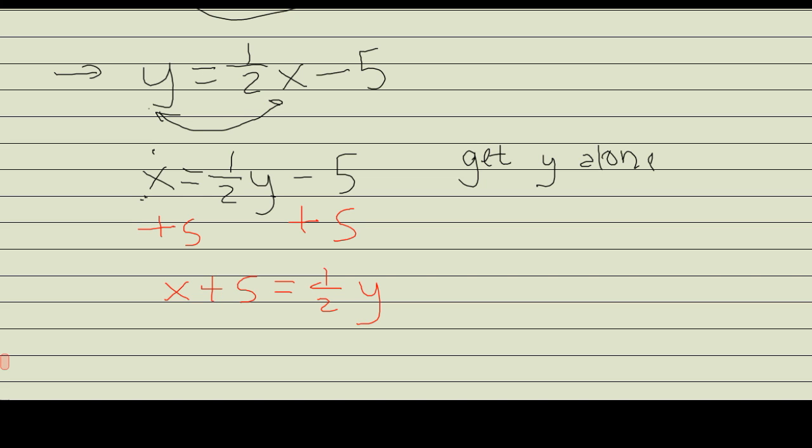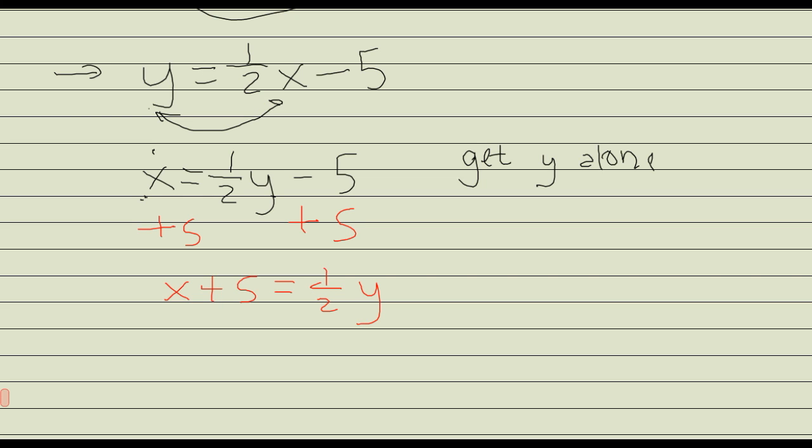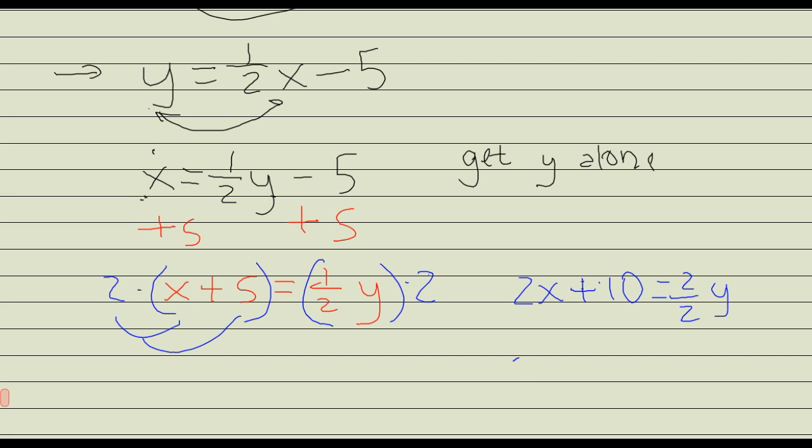And then my final step, and again, this is not a bad problem, is going to be to multiply both sides by 2. Okay, why don't I break it down? I'll distribute this, and I'm going to get 2x plus 10 equals 2 over 2y, and so that's just going to end up being 2x plus 10 equals y.